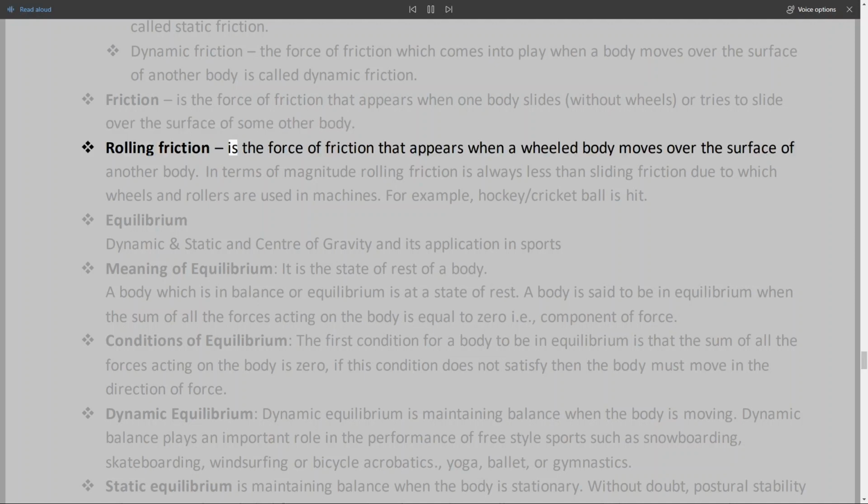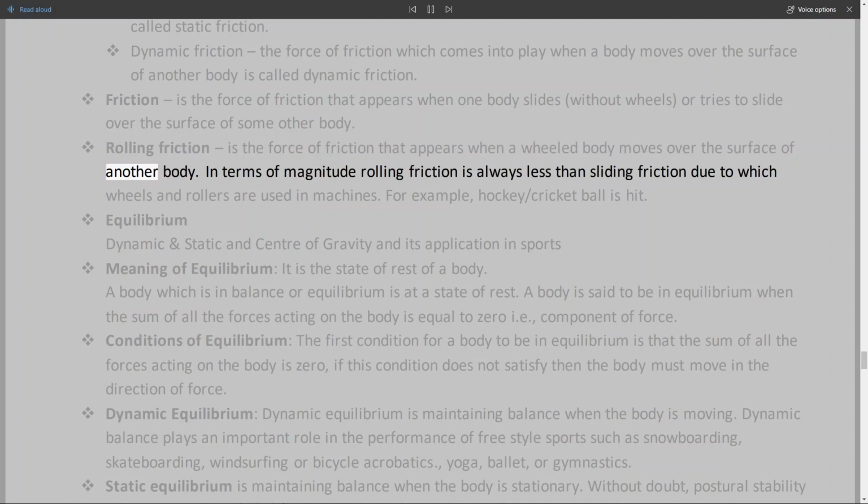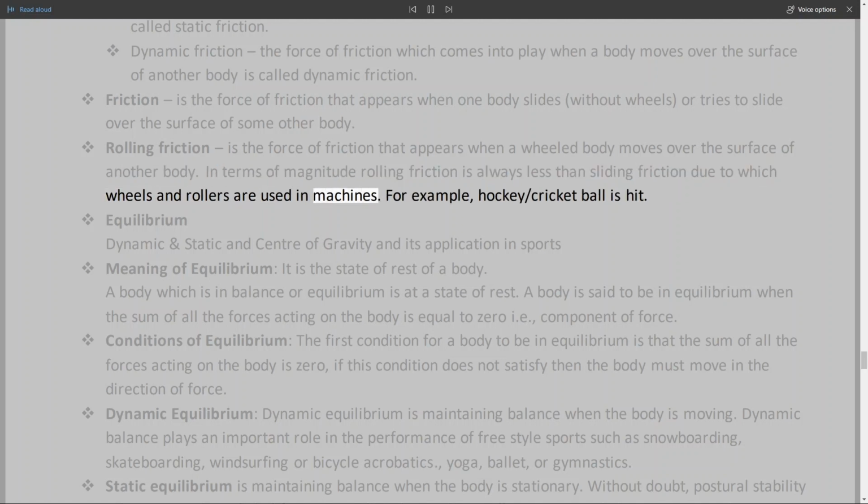Rolling friction is the force of friction that appears when a wheeled body moves over the surface of another body. In terms of magnitude, rolling friction is always less than sliding friction, due to which wheels and rollers are used in machines. For example, when a hockey or cricket ball is hit.